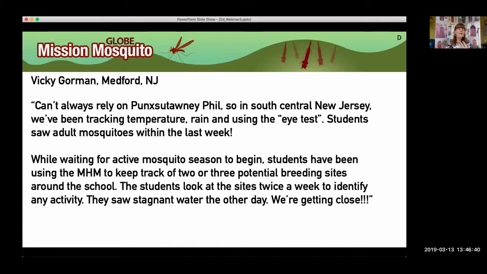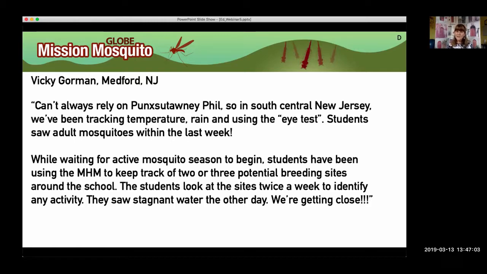So she says, because you can't rely on that groundhog, they're tracking temperature, rain, and they're using the eye test. They're looking for mosquitoes. And her students have seen adult mosquitoes last week. While they're waiting for this active mosquito season to begin, they are keeping track of 2 or 3 different potential breeding sites around the school.